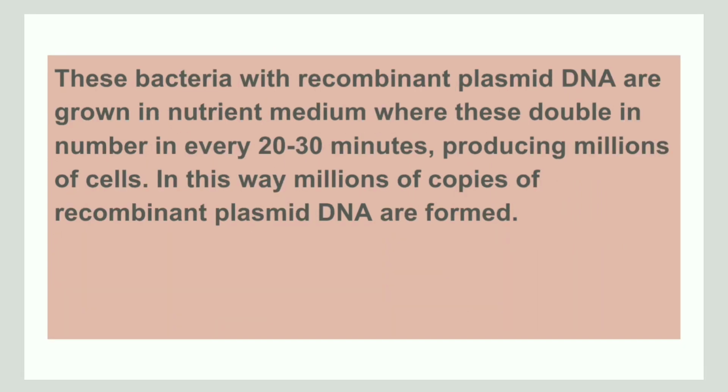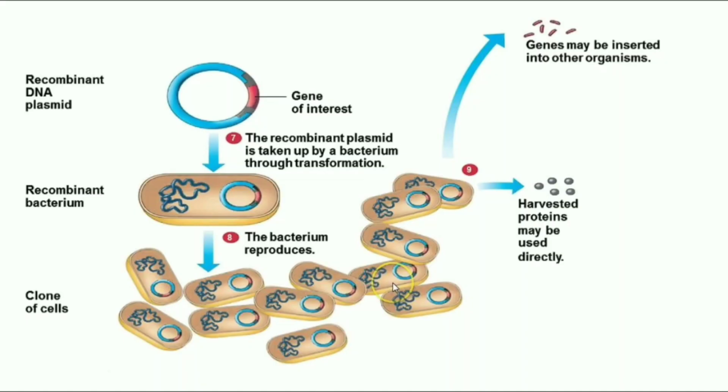The bacterium which has the recombinant DNA is now brought to a nutrient medium, and in this nutrient medium, it doubles every 20 to 30 minutes and produces millions. Hence, millions of copies of recombinant DNA are formed. So a recombinant DNA is taken up by a bacterium through a process of transformation. After this, the bacterium reproduces and produces millions of copies of recombinant DNA.